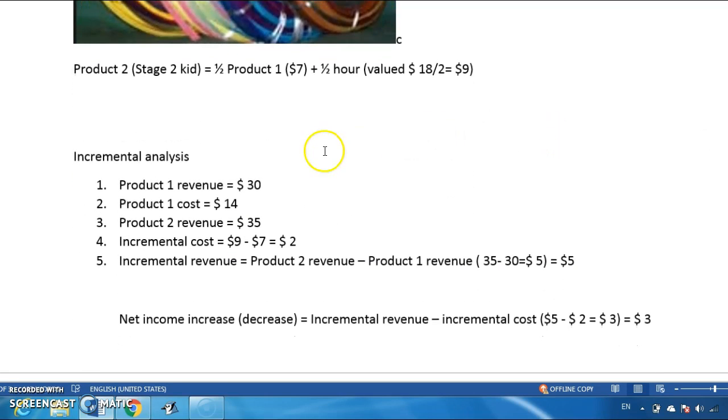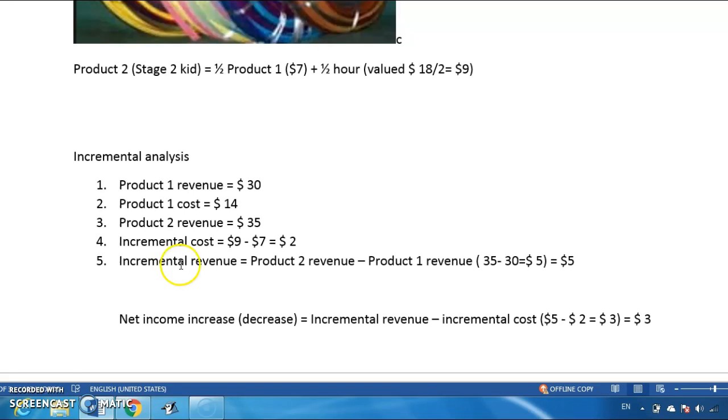So to make the incremental analysis, product 1, the basic kit, has revenue equal to $30 and cost $14. Then for product 2, the stage 2 kit, the revenue is $35. For the incremental cost, here we have $9 minus $7. We get $9 from the incremental cost, which is the cost of the increase, and this $7 is the cost of the half product 1 case. So the incremental cost is equal to 2.